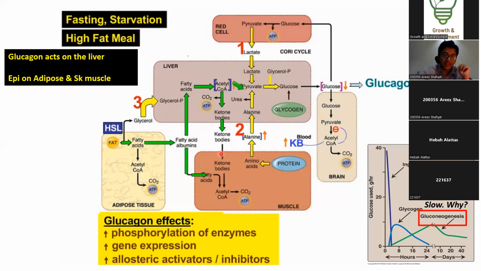The second source is protein breakdown. As you know, epinephrine in fasting conditions activates muscle protein breakdown. Proteins are broken down in the muscle, releasing amino acids. All of those amino acids are converted into alanine. Alanine goes to the liver. Alanine's amino group, the NH2 part, is removed for the urea cycle, and alanine is converted to pyruvate. That is the second source for gluconeogenesis. So first source lactate, second source alanine coming from muscle breakdown.